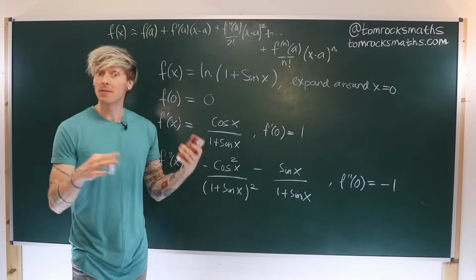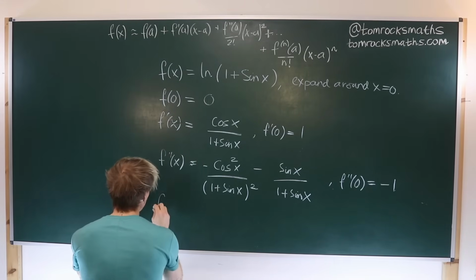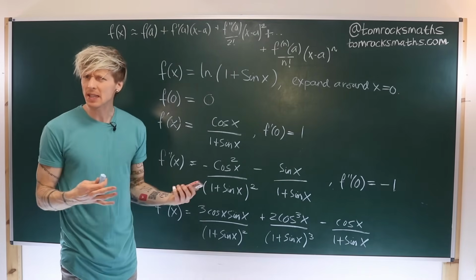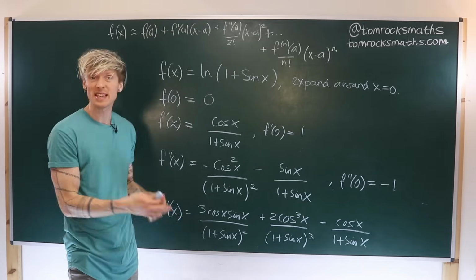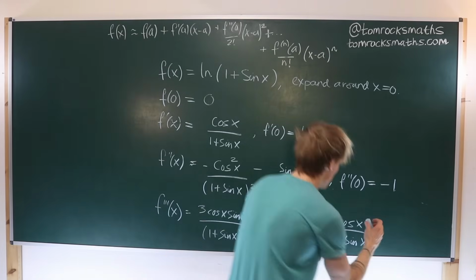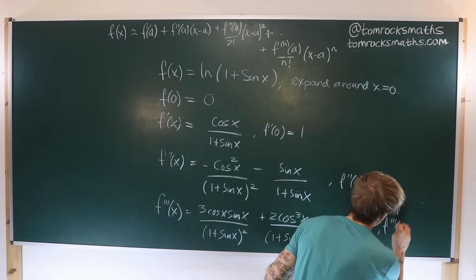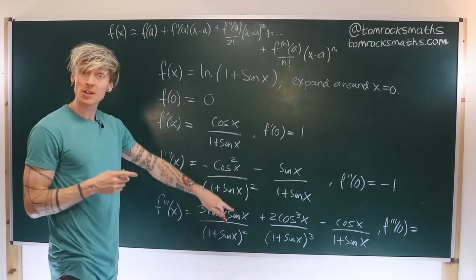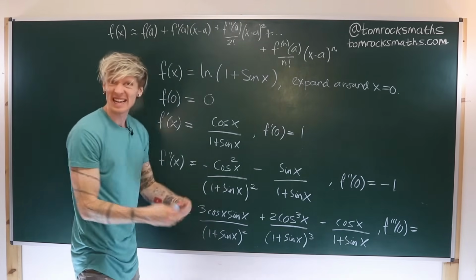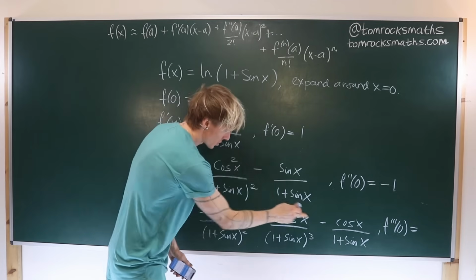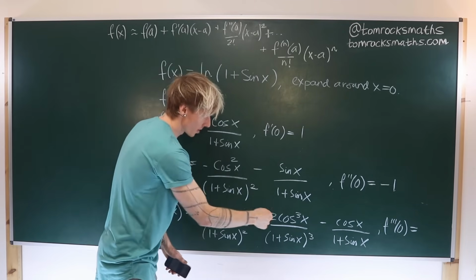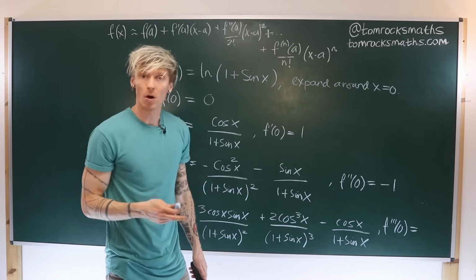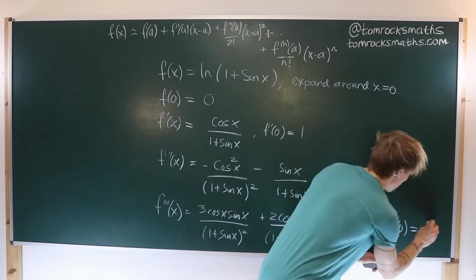Copying the formula from my phone onto the board then, and just as with all of the other derivatives we've calculated, we want to know the value of this at 0. So plugging that in, we can say that f triple prime of 0 is going to be equal to, well, this first term disappears because sine of 0 is 0. This gives me a 2, because it's 2 times 1 cubed over 1 cubed, so that's just 2, and then minus 1 over 1. So it's 2 minus 1, so it's just 1.